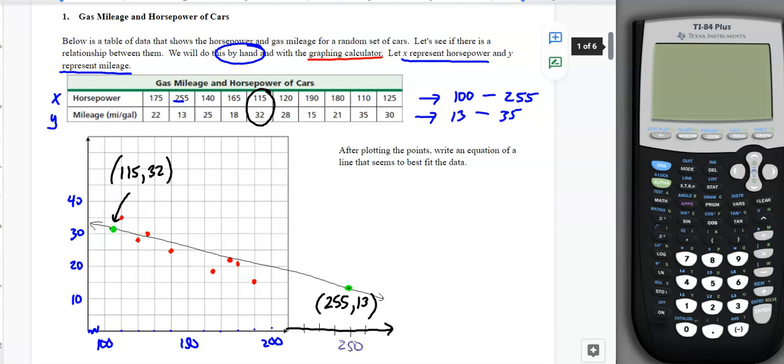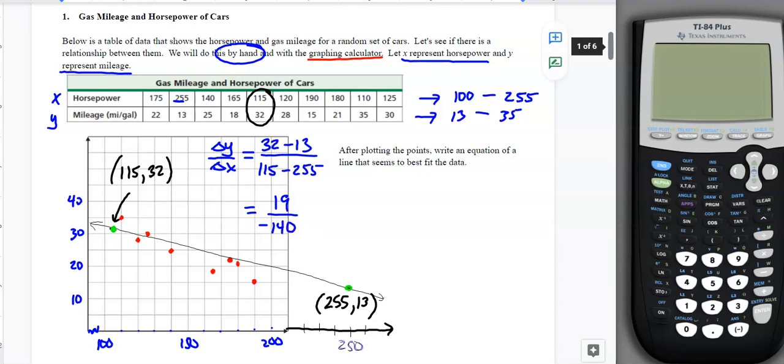So the first thing I'm going to do is calculate the slope. And remember, I need a slope and a point to write an equation. So the slope is change in y over the change in x. So when I subtract the y's, I get 32 minus 13, and when I do the x's, I have 115 minus 255. So let's see what that comes out to be. 32 minus 13, well, that's 19, over, and that's what, negative 140?